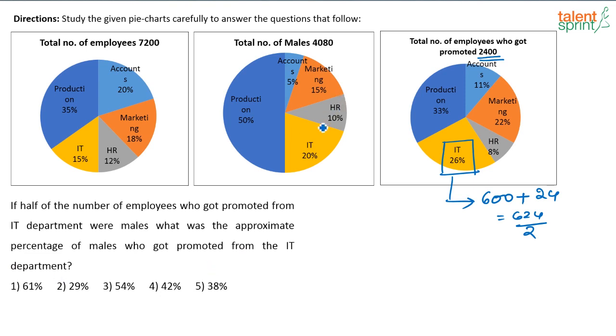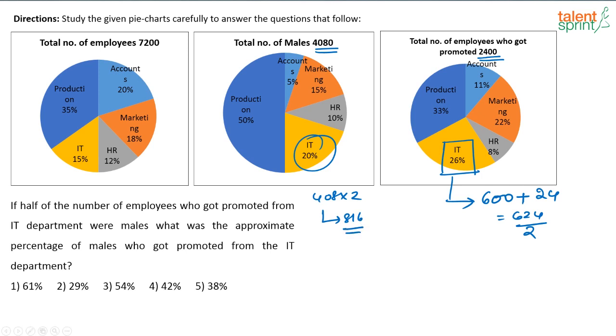Okay, so in the IT department, how many male members are there? Totally 4080 male members are there, out of which 20% belong to IT, correct? So how many male members belong to IT? 408 into 2, correct? See, 10% of 4080 is 408. So what is 20%? 408 into 2, which is nothing but 816, correct?